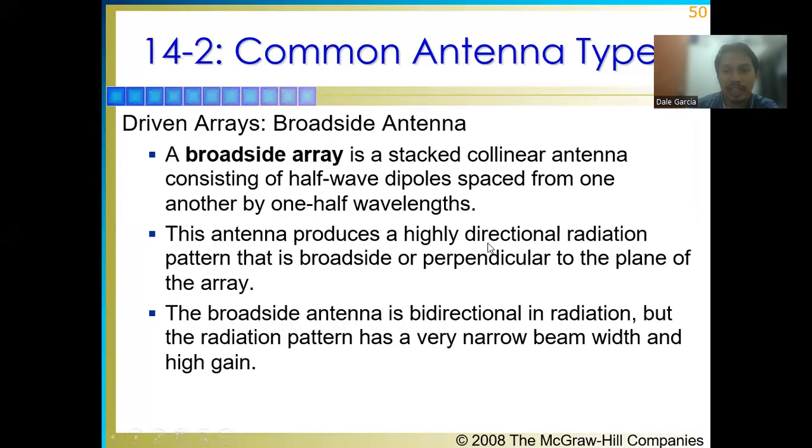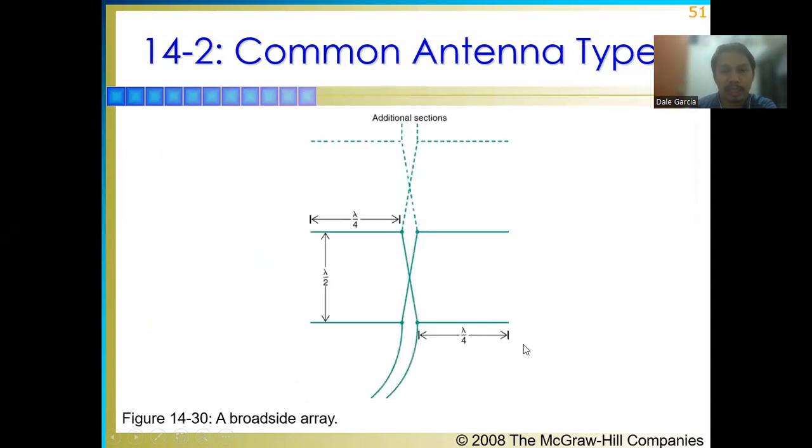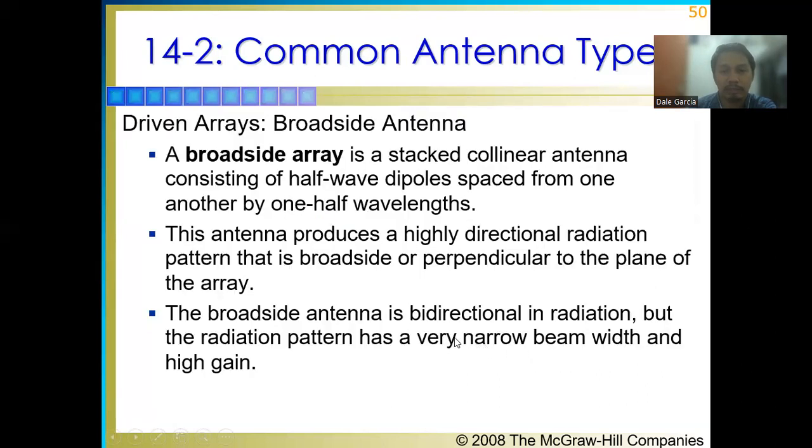This antenna produces a highly directional radiation pattern that is broadside, or perpendicular to the plane of the array. The broadside antenna is bidirectional in radiation, but the radiation pattern has a very narrow beam width. So the problem it solves is distance; the broadside antenna reaches much farther.